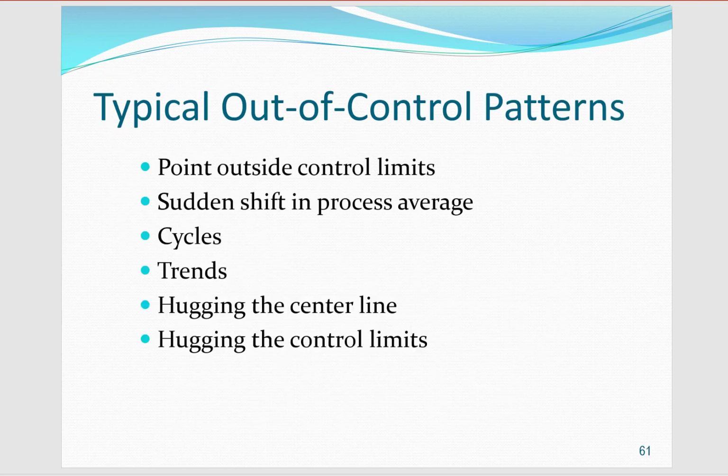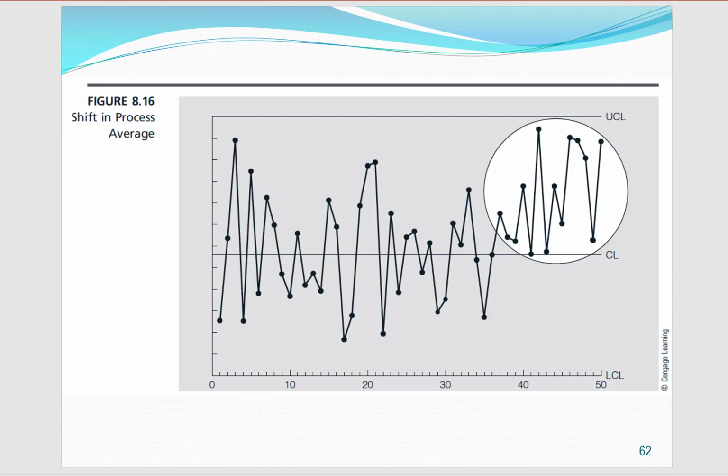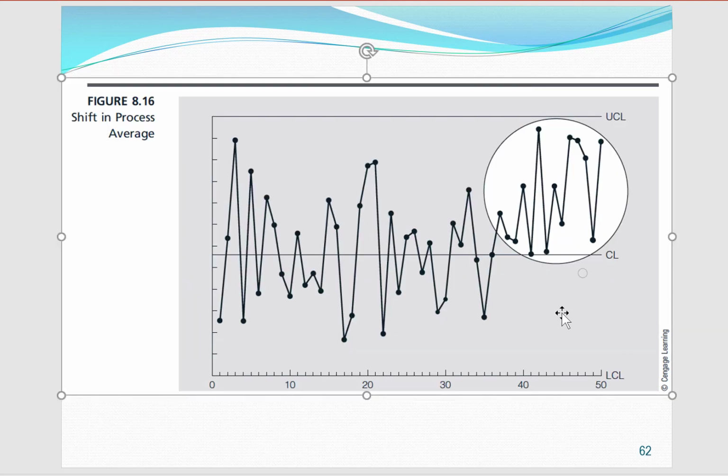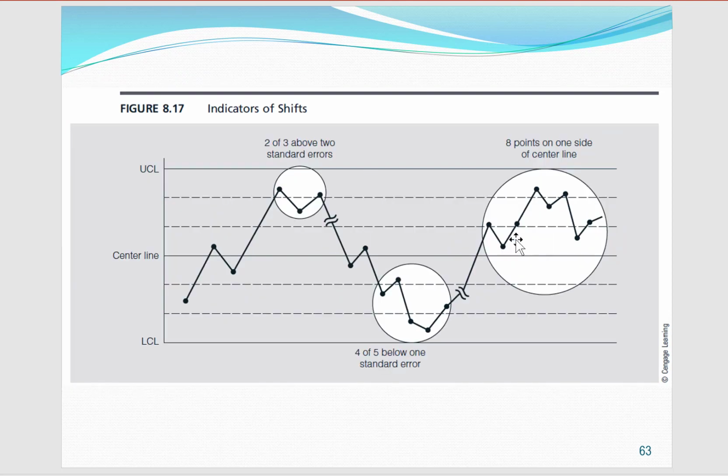But typical out of control patterns are any of these: point outside of control limits, sudden shifts in the process, cycles, trends, hugging the center line, hugging the control limits. And your book goes through each of these. This is a shift in the process average. You can see that all of a sudden we are performing above the mean, and so the process average has increased. And it could be that it all of a sudden goes down. It doesn't necessarily have to be up.